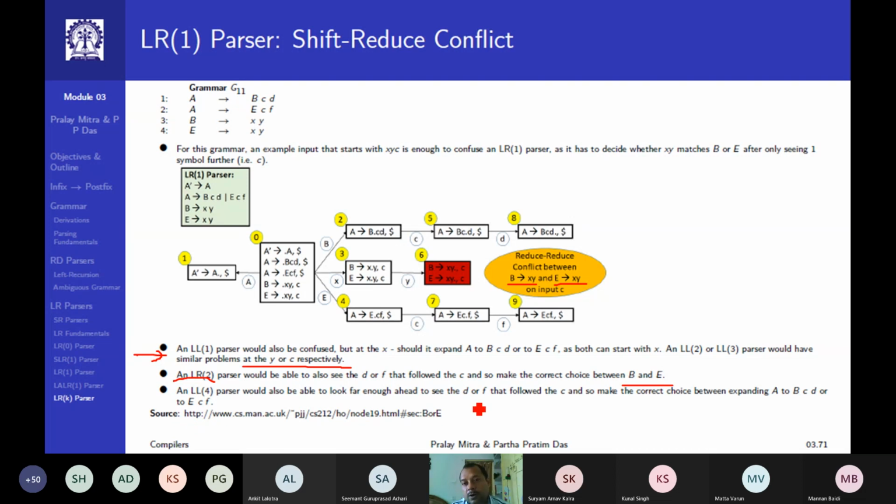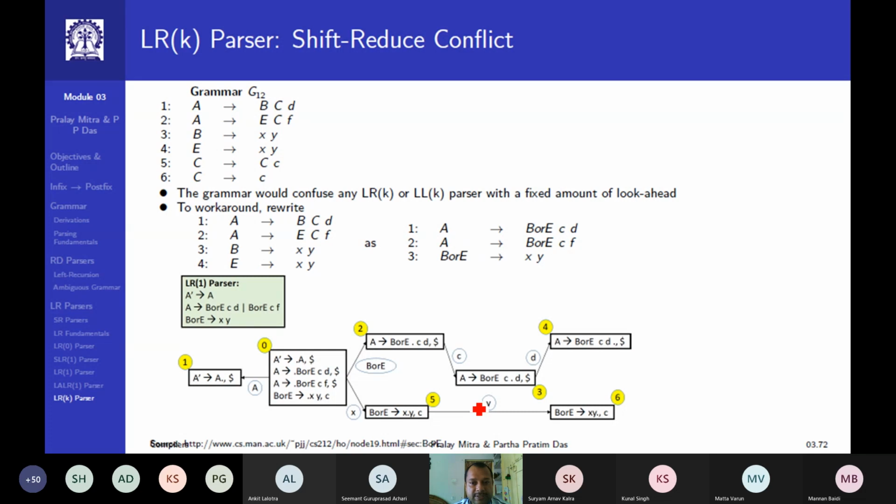Okay, so if you keep on increasing the look ahead, then you are able to resolve the conflicts, either a shift reduce or reduce reduce conflict. But somewhere we have to stop, and we decided that we will provide some restrictions. With that, we will have only one look ahead information and we will work with that one.